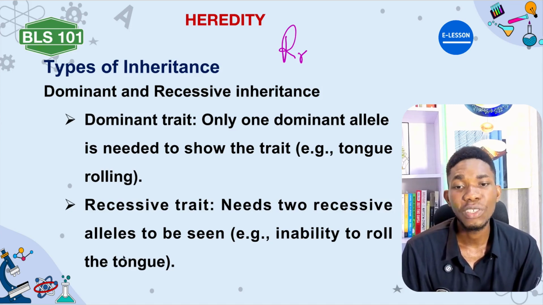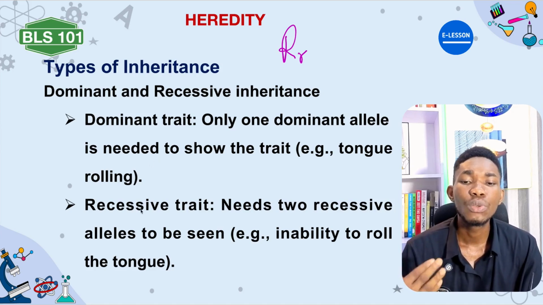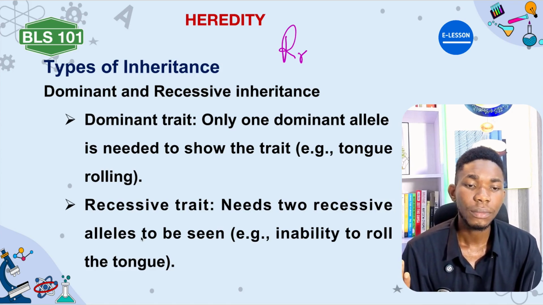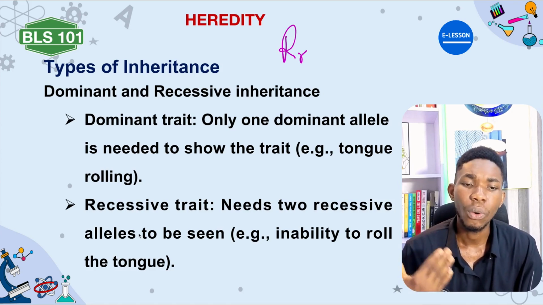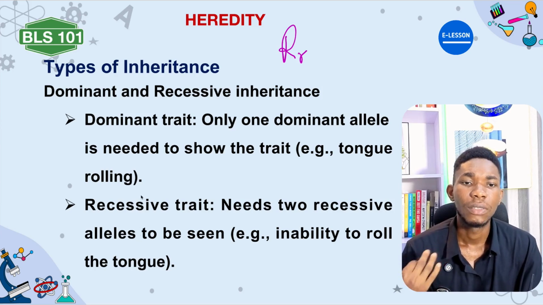Inability to roll the tongue. So for the ability to roll the tongue, you need just one dominant allele. For recessive, you need two recessive alleles to be seen. For instance, the inability to roll the tongue. Are you getting it? There are some persons who don't know how to roll the tongue.